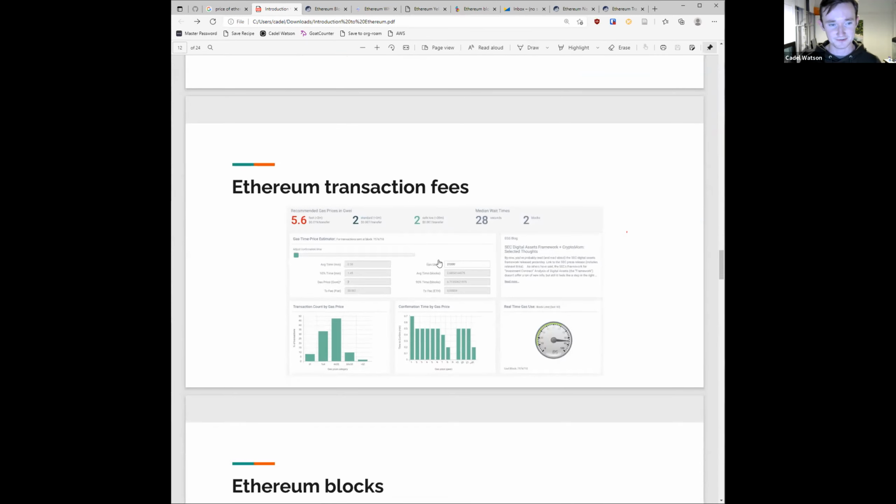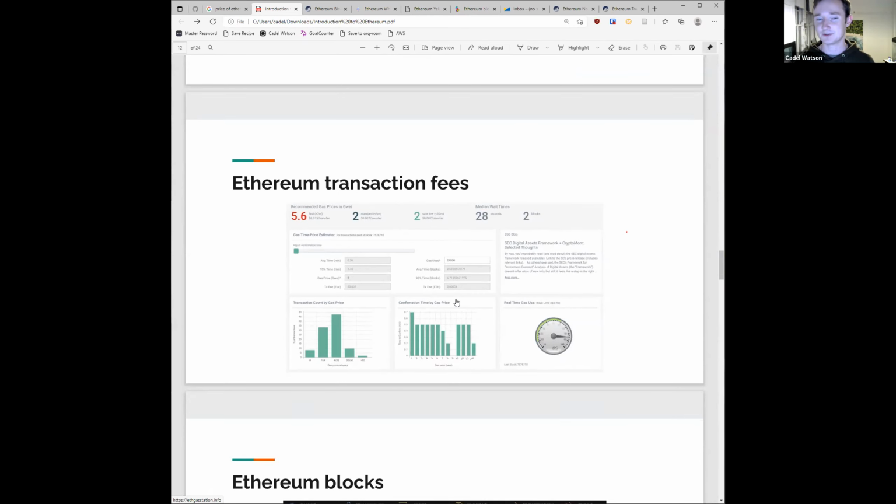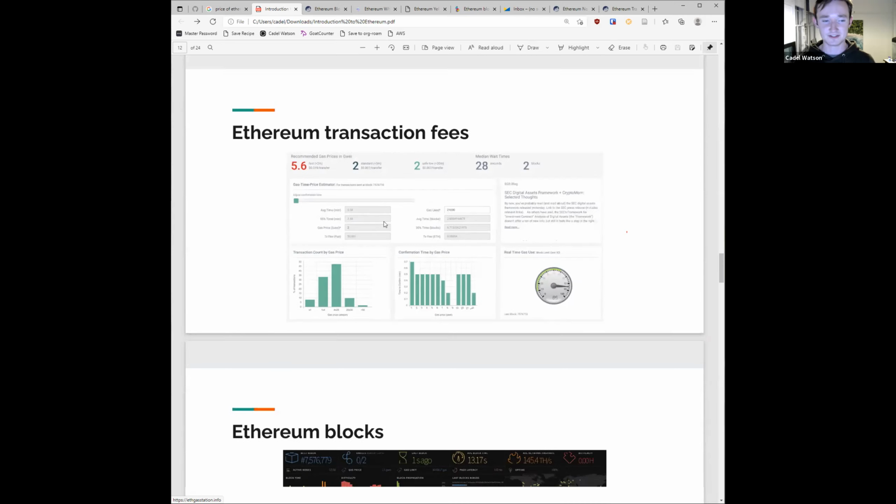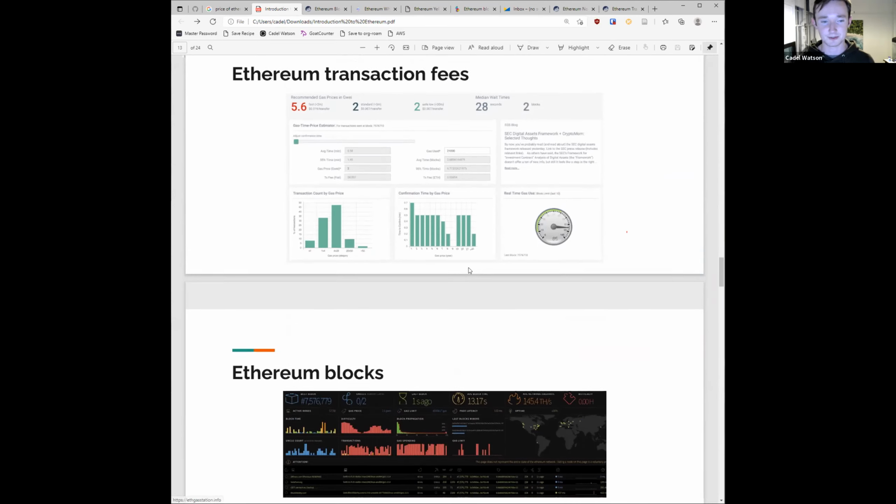So that's the transaction fees. If you are a user of smart contracts, then you'd use this thing called ETH gas station, and this will tell you how much to include in your transaction fee. And when we start doing the interactive stuff later on, we'll use this to work out how much our transactions are worth.